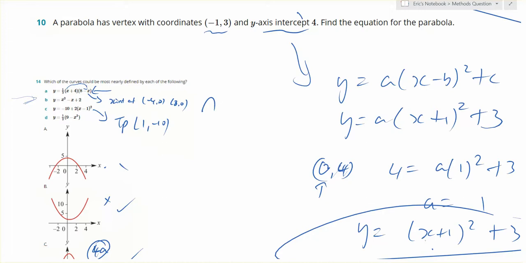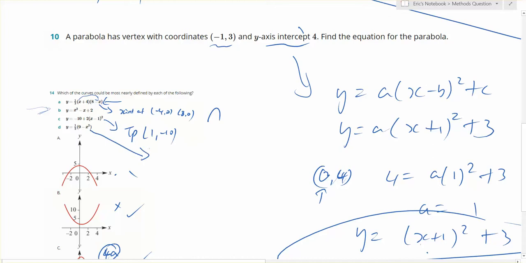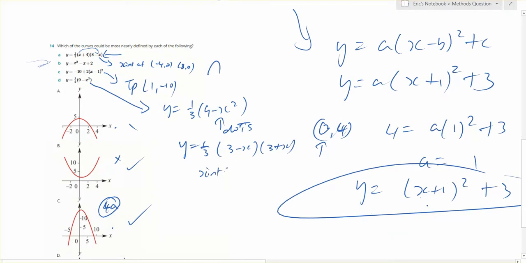For part D, it's not quite factor form, but we can change it to factor form. Because what do we have here? We've got a difference of squares, so I can factorize that further to 3 minus x, 3 plus x. So our x-intercepts are at 3, 0 and negative 3, 0.